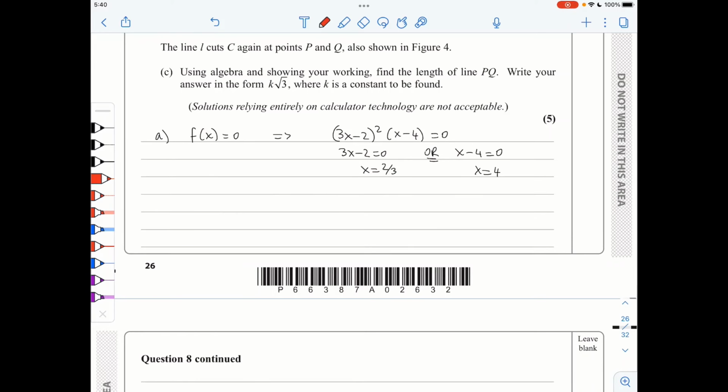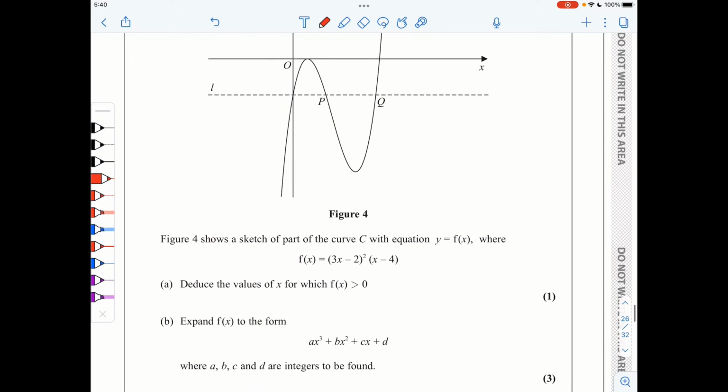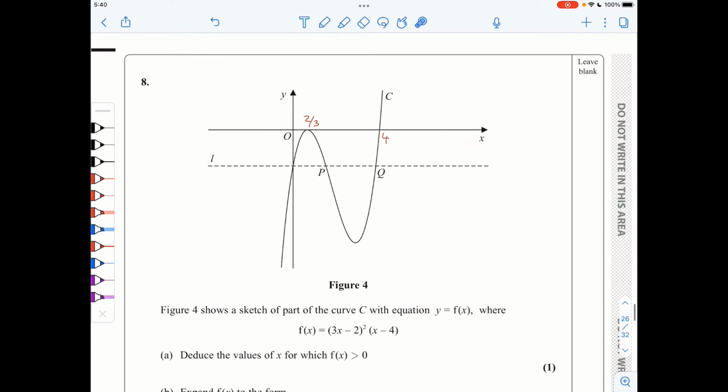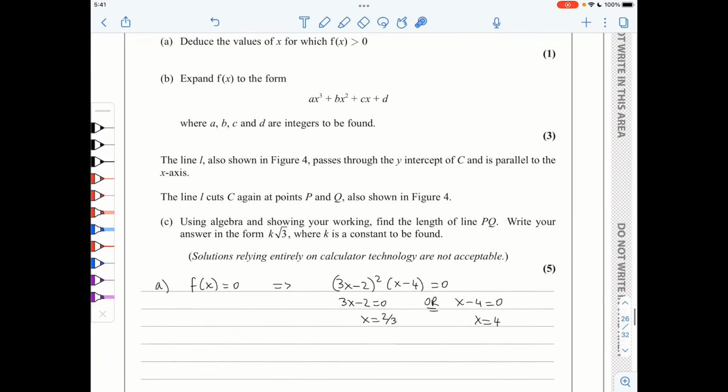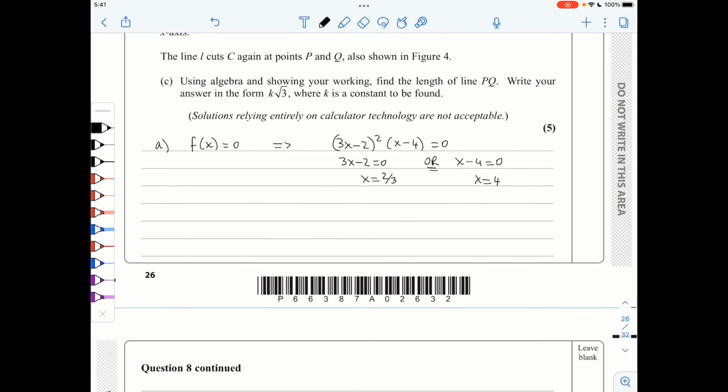I'll just go back to the diagram to identify the 2 points. This is 2 over 3, this is 4. We want f of x to be greater than 0, so it has to be greater than 4. So f of x greater than 0 means that x has to be greater than 4.